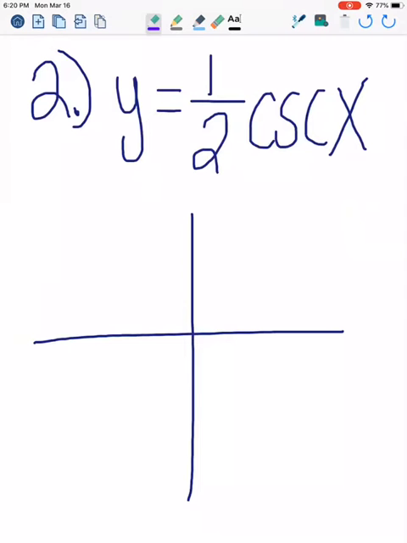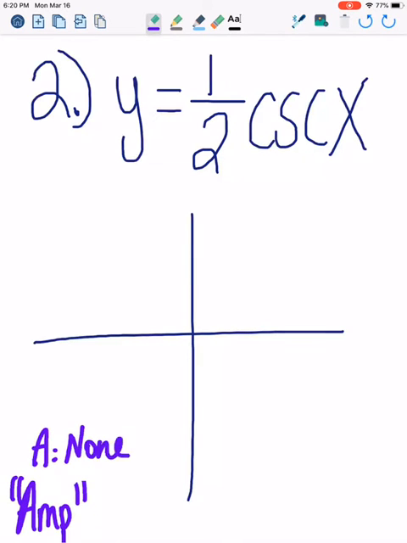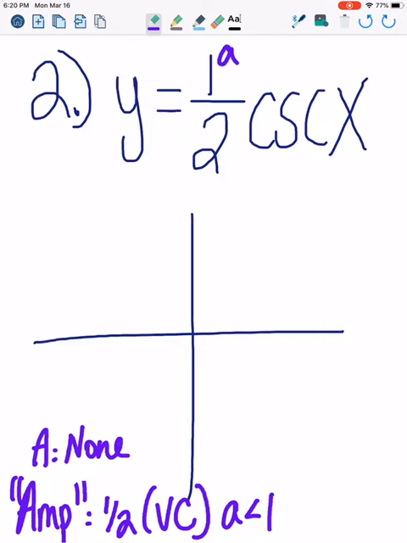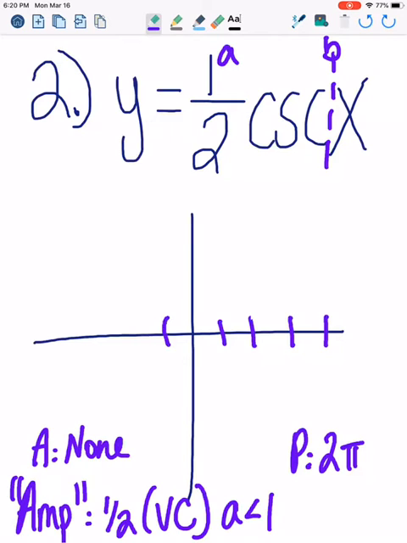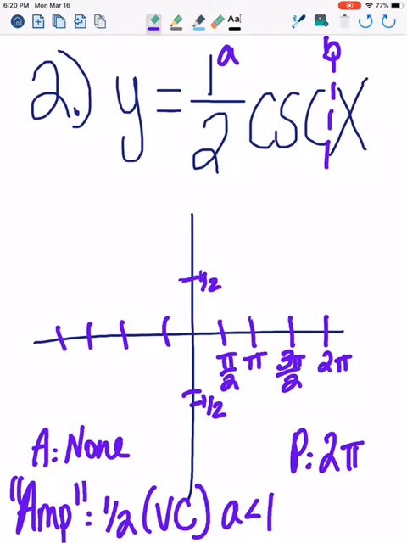We're going to do another one. All right, so we're going to put quote-unquote amp because, you know, it's not really the amplitude. The amplitude is technically none, but the quote-unquote amp is going to be 1/2, which means it's going to be a vertical compression, and that's because A is less than 1. All right, so this is your A. Remember, this is your B. Okay, so our period is still going to be 2 pi. And then we're only going to go up to 1/2 and down to -1/2 on this problem.